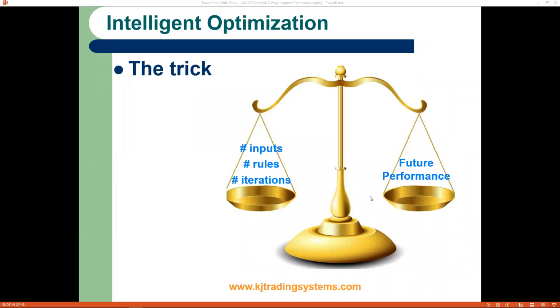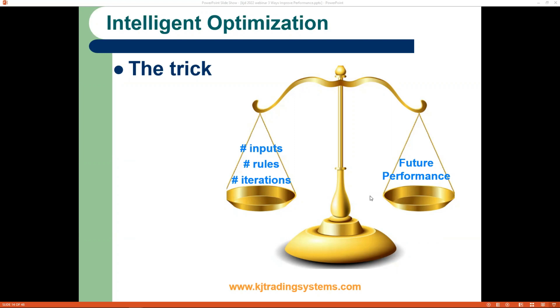So the trick with optimization and the way to do it intelligently is you got to have balance, right? So think of it as a scale. On one side, you have your inputs. You know, do you have 2 inputs? Do you have 30 inputs? How many rules do you have? You know, do you have buy and sell rules for every kind of market regime? And maybe every month you change the rules. And then iterations. How many optimization runs are you going to do? You know, are you going to run a moving average from 2 to 200 in steps of 1?